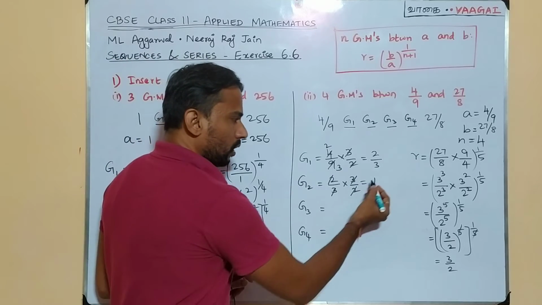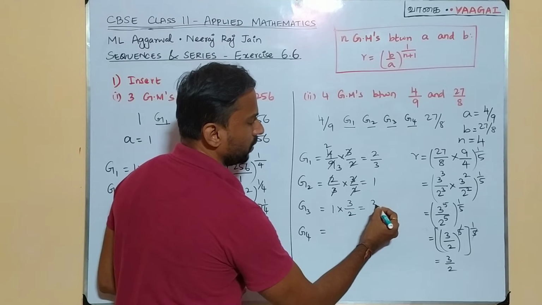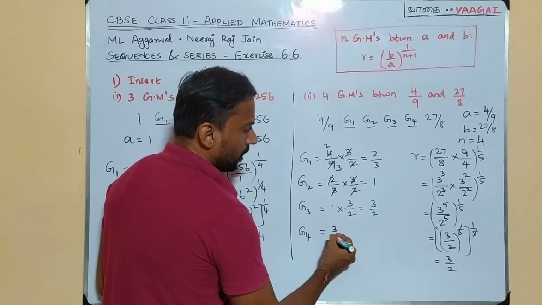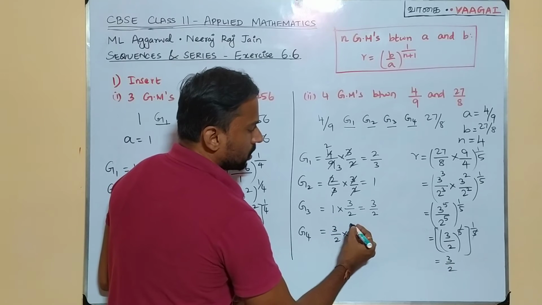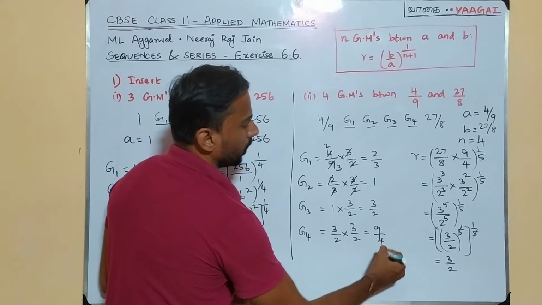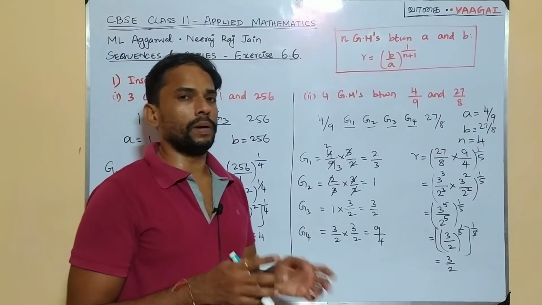And next, G3 will be what? G2, 1, into again this 3 by 2. So 1 into 3 by 2 is simply 3 by 2. And finally, the last one, G4 will be this 3 by 2 multiplied with this R, 3 by 2, which gives 3 3s are 9, 2 2s are 4, 9 by 4. So that means these are going to be the values of your geometric means.